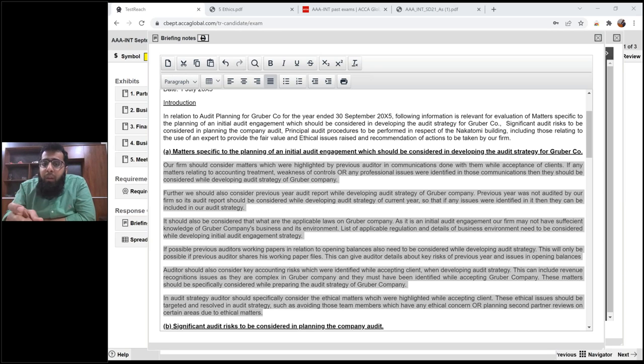He didn't ask you about procedures. He asked what are the matters which you would consider in initial auditing. But obviously, I would say that this was one of the requirements in which some students may not get up to the marks, but no need to worry.